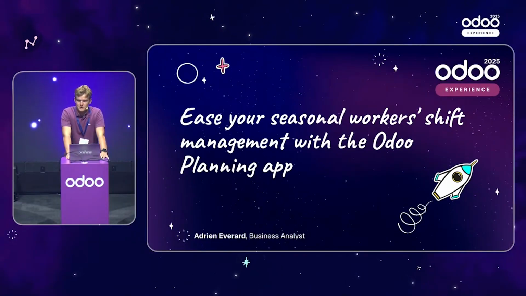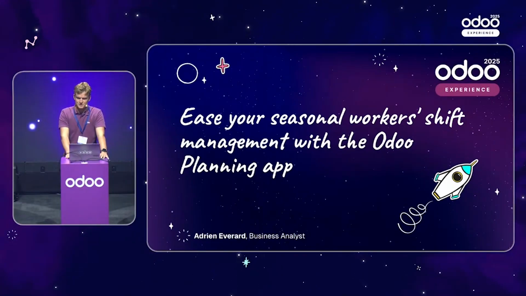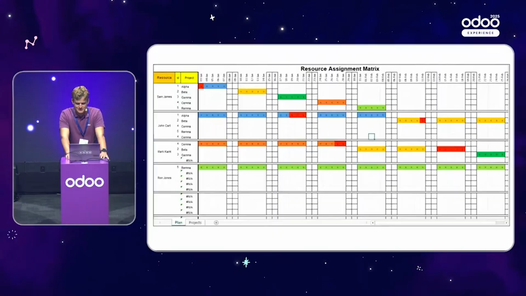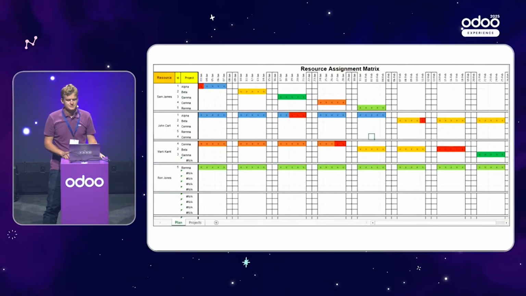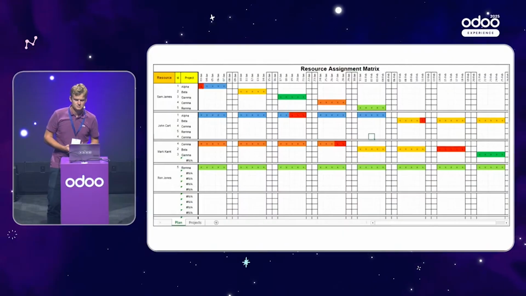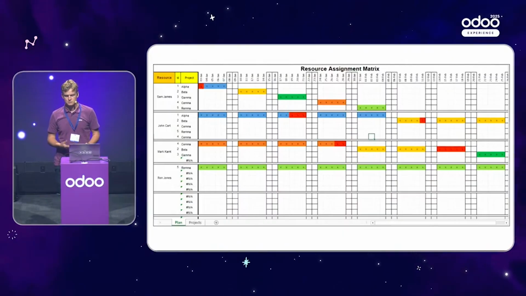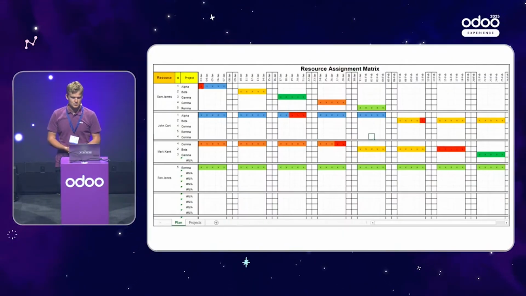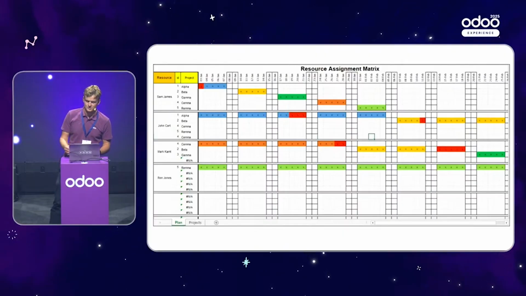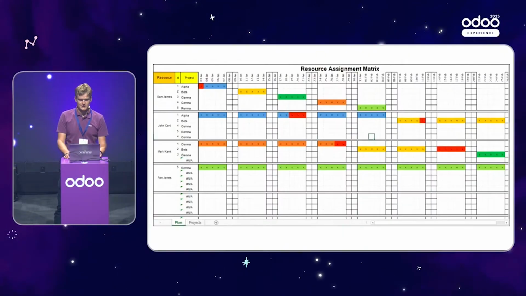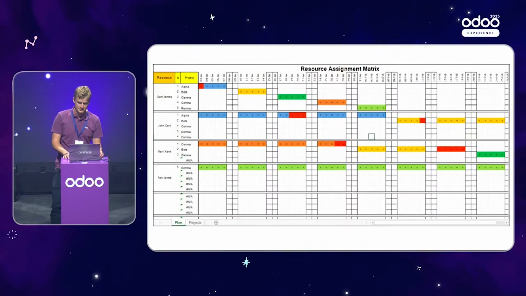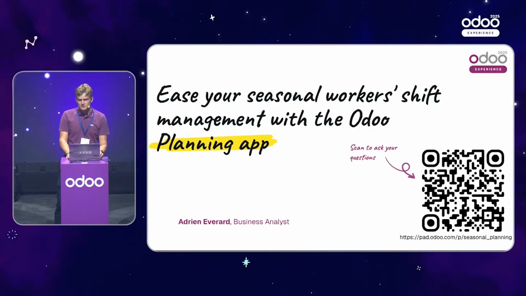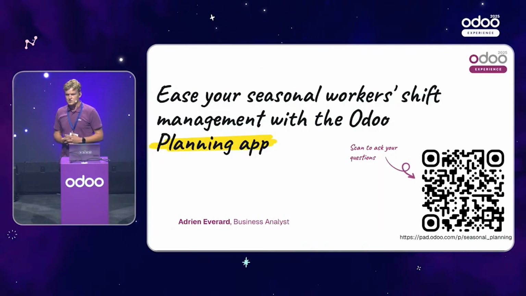Today we're going to talk about seasonal worker shifts management with the Odoo Planning app. When I show you this Excel file, I think a lot of you are a bit afraid. Totally understandable. It's a very time-consuming moment because I'm going to spend hours and hours filling in my planning and trying to find out if my employee is on holiday or not. All right. Now, actually, this can be changed.